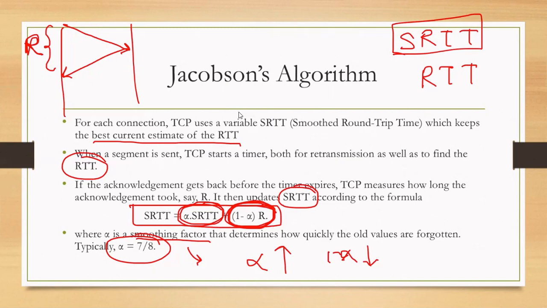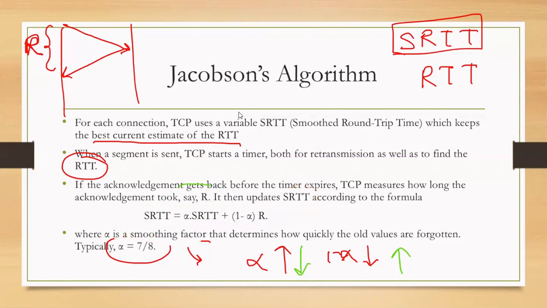But if I have the opposite, that means alpha is low, and then 1 minus alpha is high. So if alpha is low, then alpha into SRTT will become smaller, and 1 minus alpha into R will become higher. So this term will have more weightage on the newly calculated SRTT. In that case, the value of SRTT will forget the previous values faster as compared to a higher value of alpha.